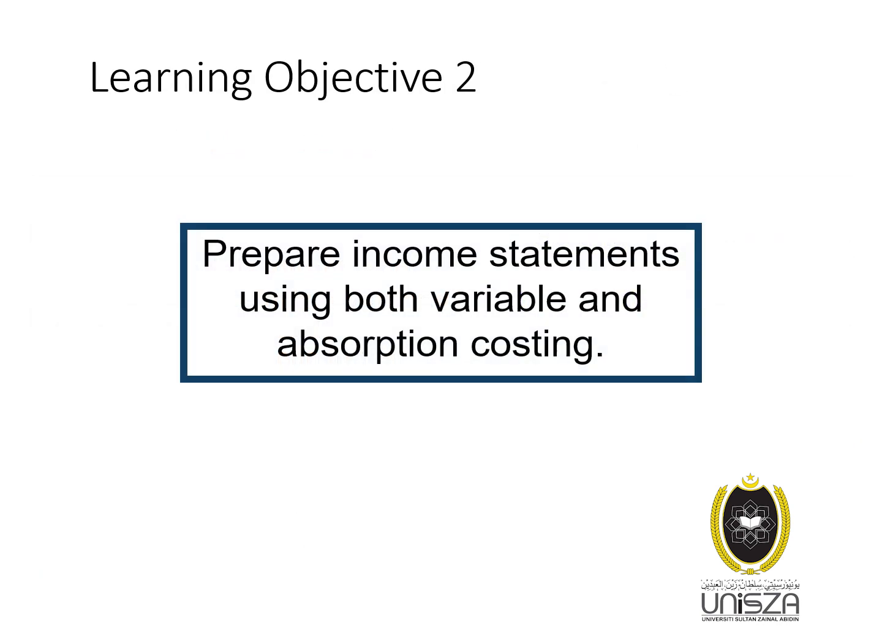So learning objective 2, now we're going to prepare an income statement using both the variable and absorption costing. Of course, the income statements that we prepare under the variable and the absorption costing will be different because the product costs reported are different.